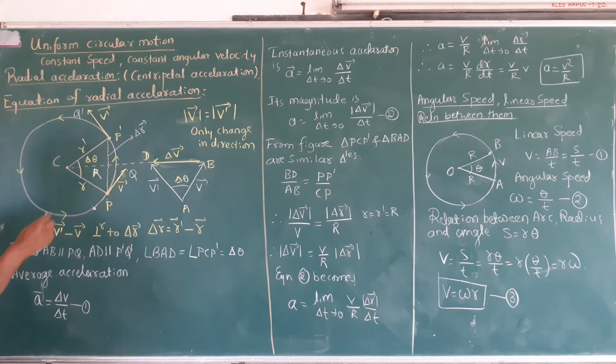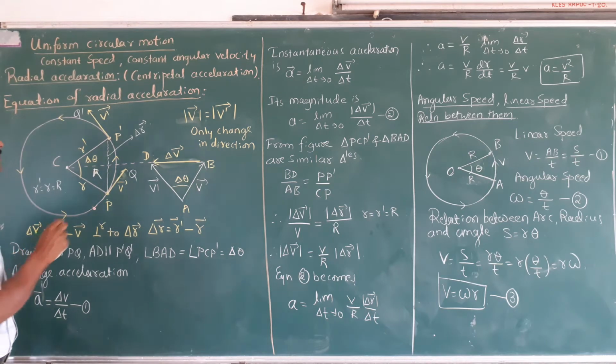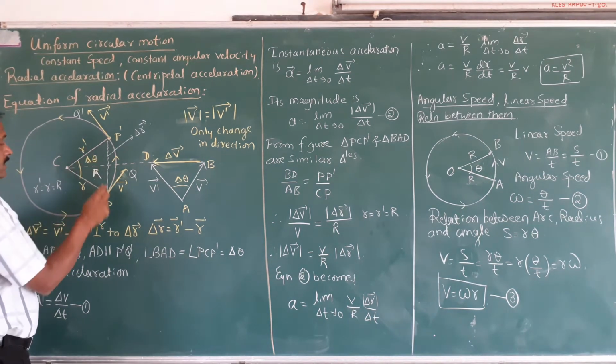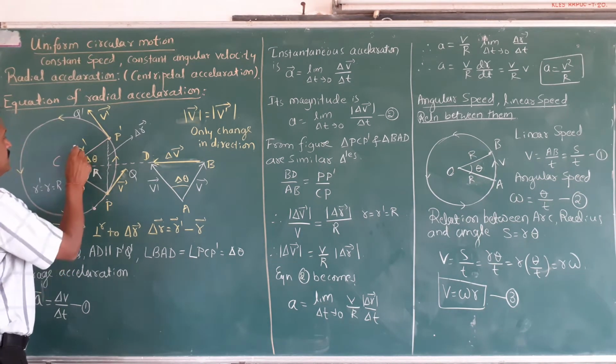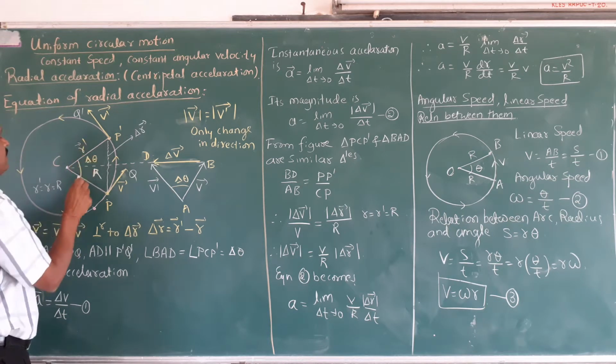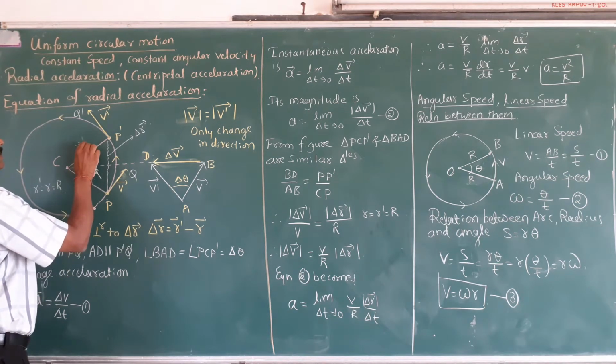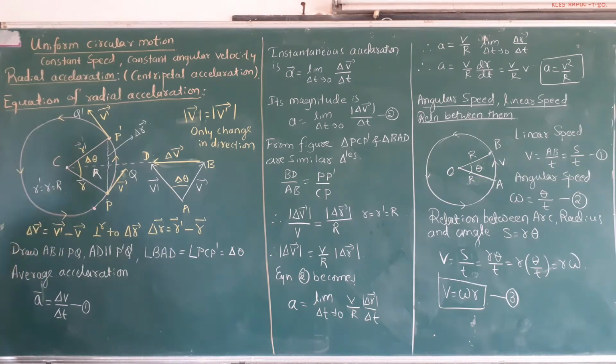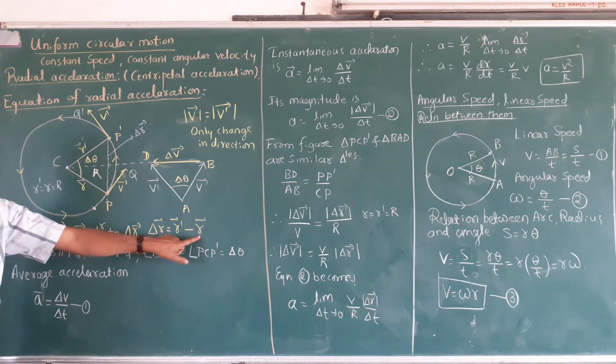Now at center C, the radius is r. Now this is r dash, the position vector. This is vector r dash, and this is vector r. Now you join these two, P to P dash. This is the vector delta r, which is nothing but vector r dash minus vector r.